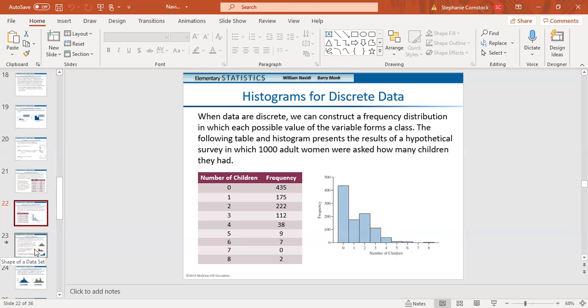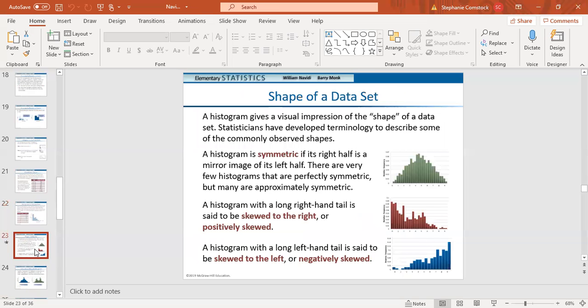Now, one of the other things that histograms can help us do is talk about the shape of a data set, and this is where we're looking at the bars. The idea here is that we are not looking for precision or exactness, just an overall general picture. The first type is what's called symmetric.